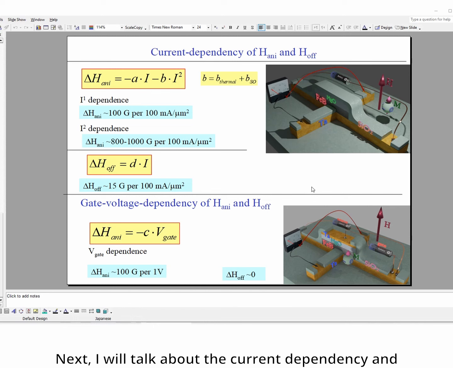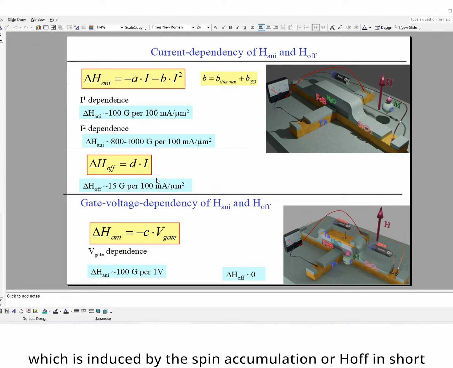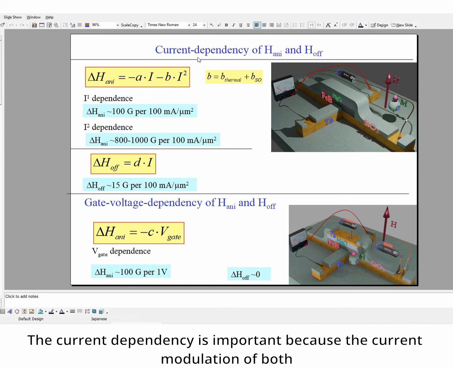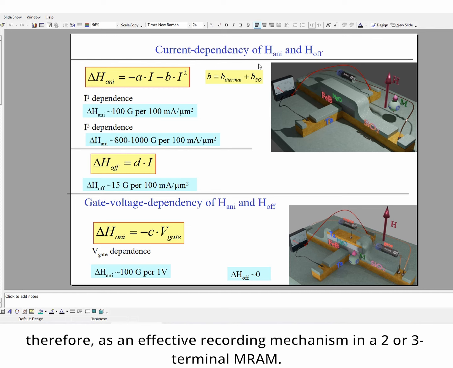Next, I will talk about the current dependency and gate voltage dependency of anisotropy field and magnetic field induced by spin accumulation, or offset field in short. The current dependency is important because the current modulation of both anisotropy field and offset field can be used for current-induced magnetization reversal, and therefore as an effective recording mechanism in a 2 or 3 terminal magnetic random access memory.